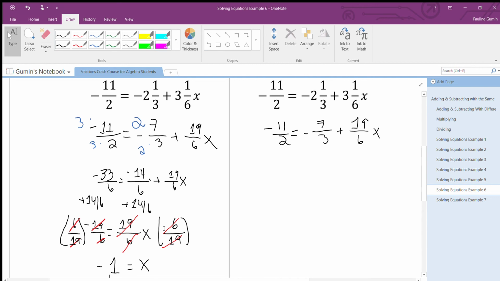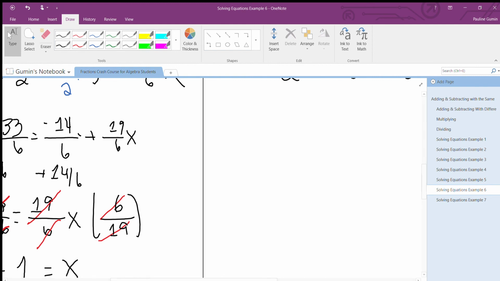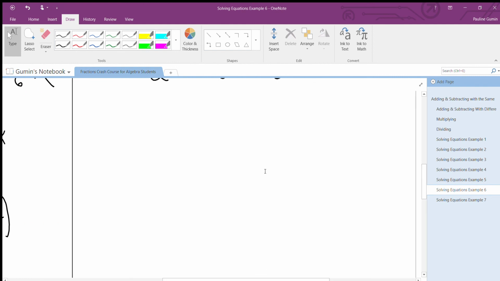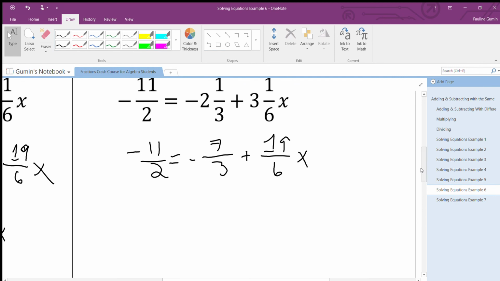Let's do it the second method, where we'll get rid of the denominators. Up we scroll, up we scroll. All right, so I see a 2, a 3, and a 6 in the denominator. I know that 2 and 3 are both divisible by 6. 6 is divisible by 2 and 3, so that means we can cancel the denominators by multiplying everything by 6. Let's do that.